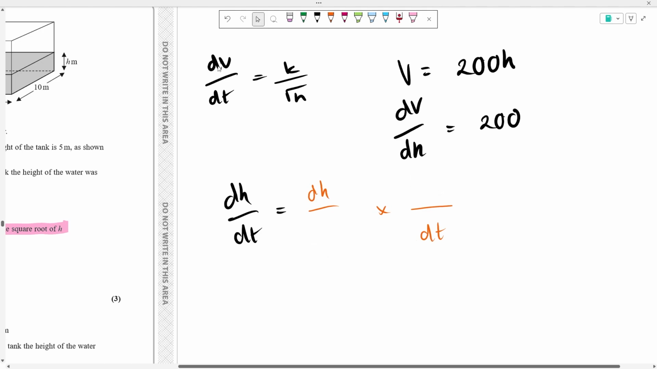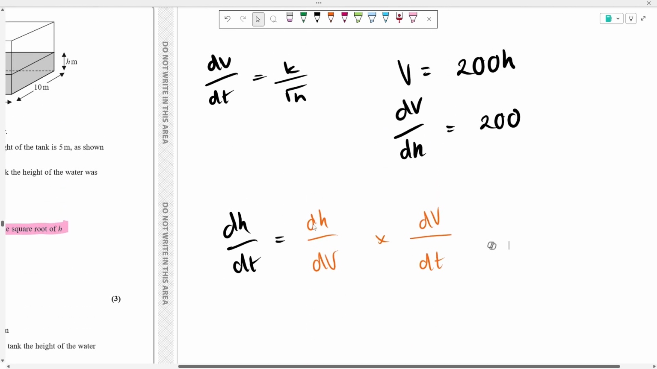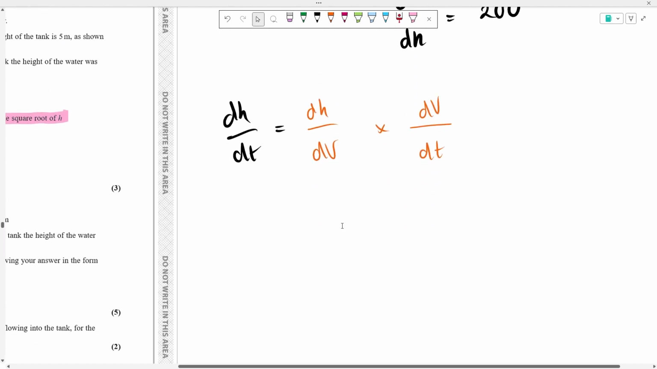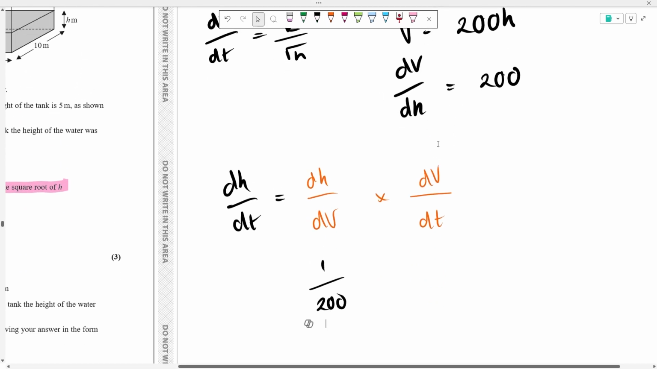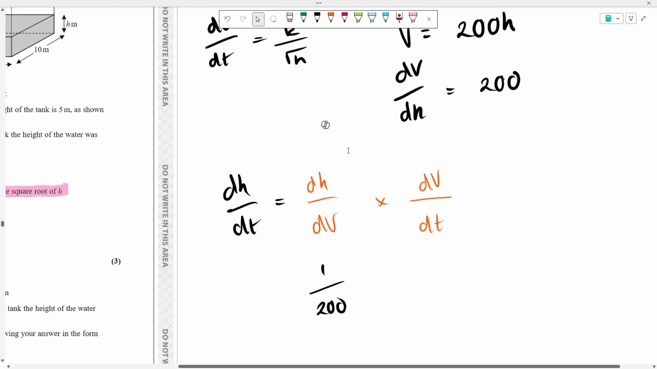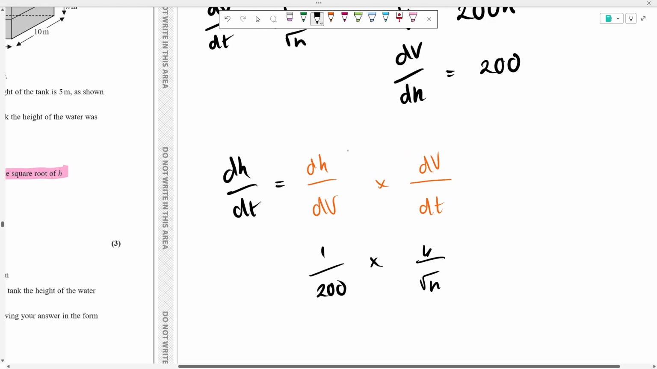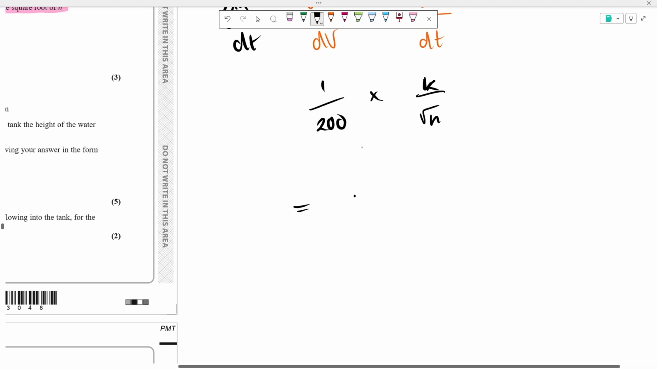Which variable haven't we used yet? We haven't used V at the moment, so we're going to have dV here and dV here. Cool. dh/dV: we have dV/dh, but we can just flip this around. Therefore dh/dV must equal 1 over 200, because we already have this here. And dV/dt, we already worked out at the beginning, is just k over root h. So this is just going to equal k over 200 h. Or you can say this is k over 200 over root h, like so.